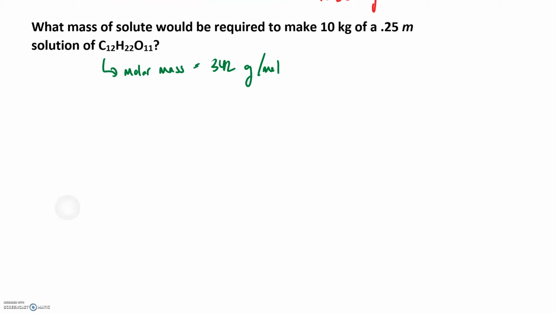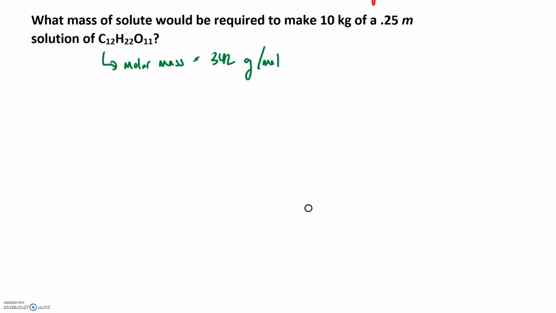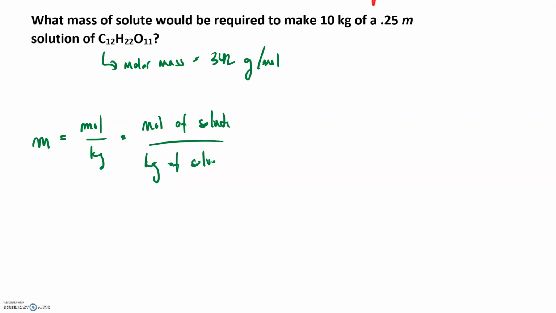Okay, so it's asking for mass of solute. Well, clearly that's the moles part of this equation. Remember that molality is equal to moles over kilograms. Moles of what? Moles of solute. And of course, the kilograms is the kilograms of solvent. So if you're staring at this going, which one is which? The solute is the one that goes on top. The solvent is the one that goes on the bottom. We already know 10 kilograms of our solvent, and we already know the molality, 0.25.